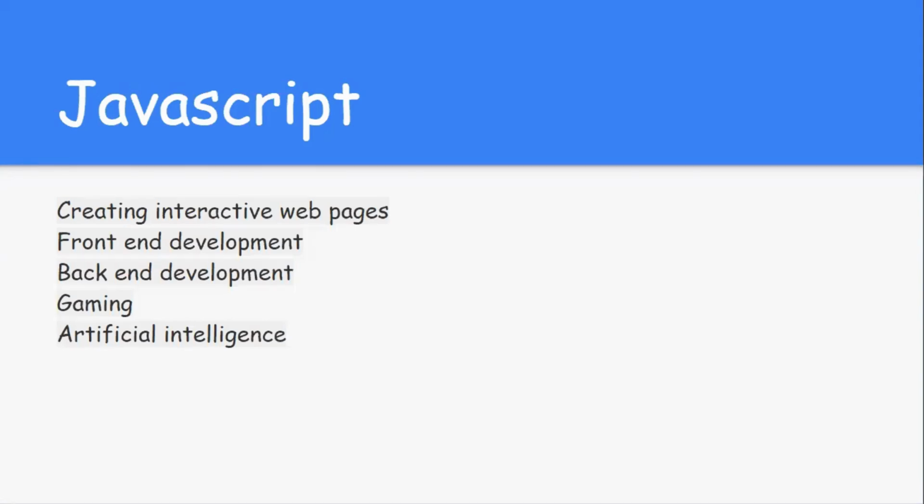So what is JavaScript? JavaScript is a scripting or programming language that allows you to implement complex features on web pages. It displays timely content updates, interactive maps, animated 2D, 3D graphics, and videos, and so on. In summary, it's mainly used to create interactive web pages. It's been used for front-end development and back-end development, game development, and artificial intelligence.